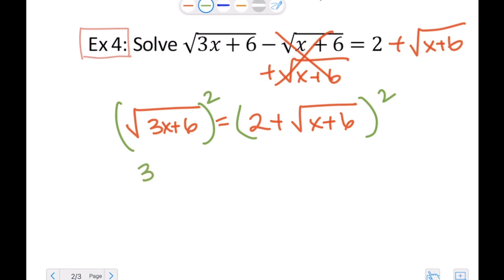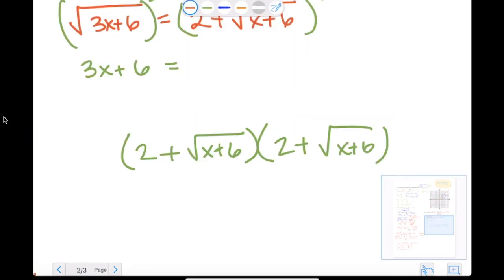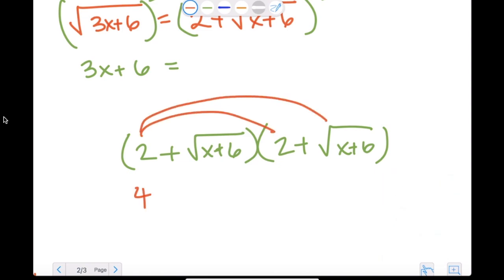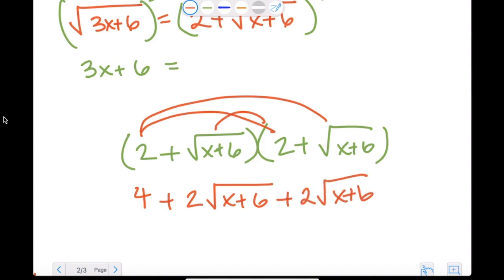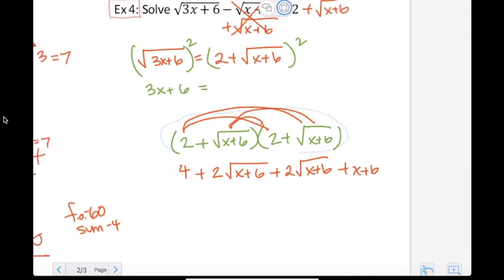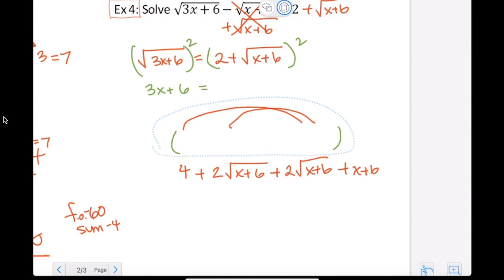So on the left side, we've successfully gotten rid of our radical, but on the right side, we'll multiply 2 times 2 and get 4. Then we'll multiply 2 times root x plus 6. So we just end up with 2 root x plus 6. And then here, again, 2 root x plus 6. And then when we multiply these two, it's like squaring a square root. So we just end up with x plus 6. So I'm going to clean this up a little.